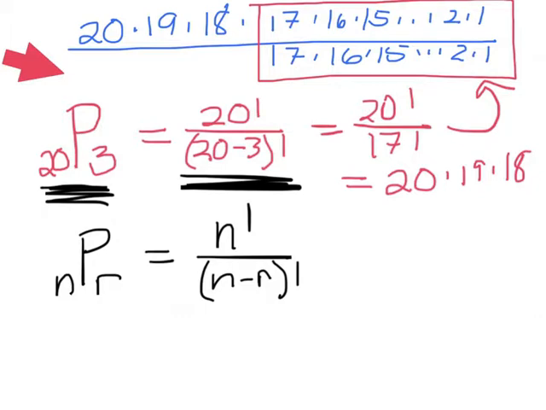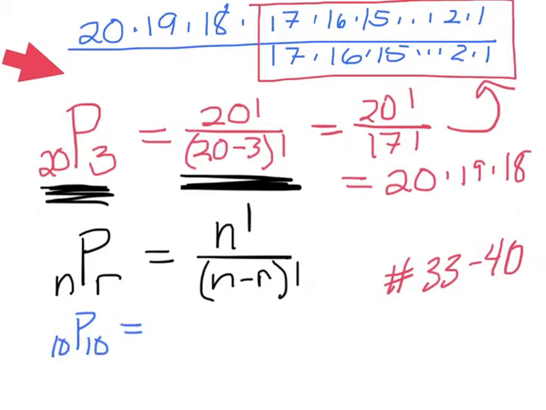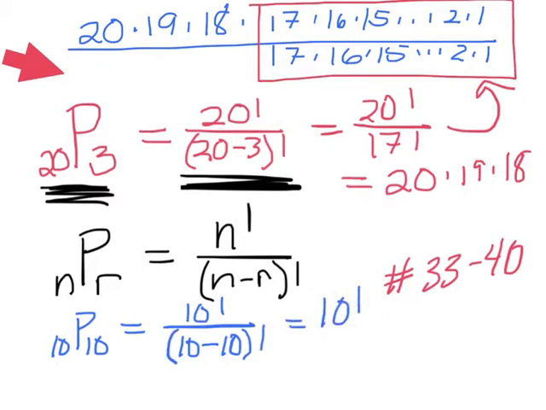So a part of your assignment will be problem numbers 33 through 40, where you have to practice these permutation techniques. One other issue I want to tell you about is sometimes you'll have something like this, a permutation of 10 things taken 10 at a time. Well, that's equal to 10 factorial over 10 minus 10 factorial, which is equal to 10 factorial over 0 factorial. And the question is, what's 0 factorial?